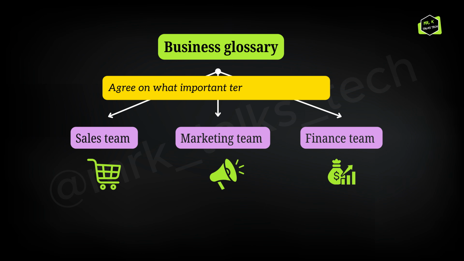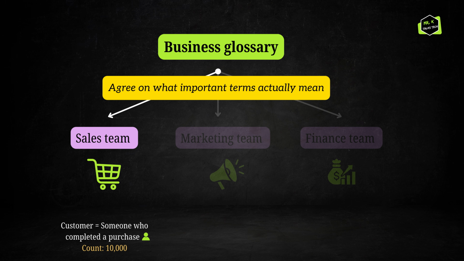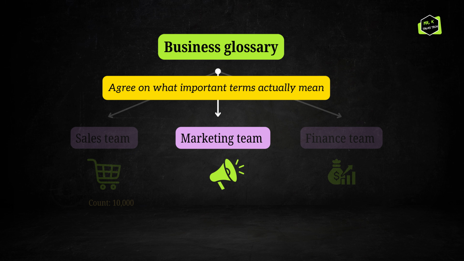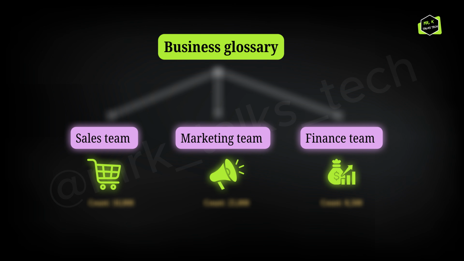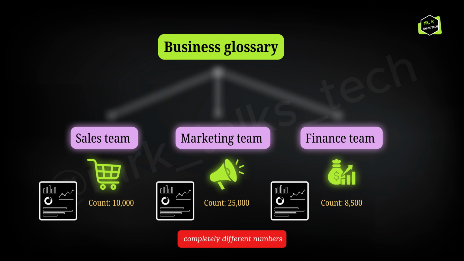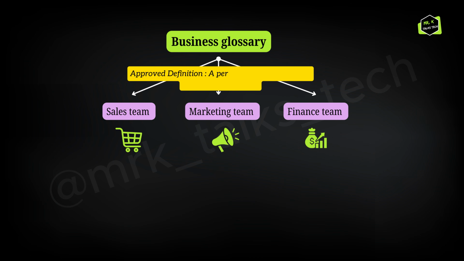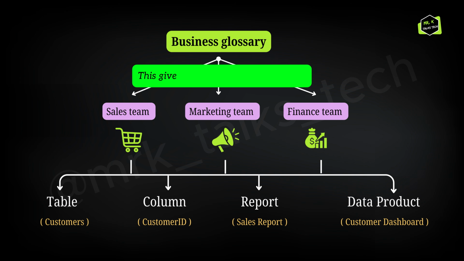Purview also provides a business glossary. A business glossary helps different teams agree on what important terms actually mean. For example, the sales team may define a customer as someone who has completed a purchase. Marketing may define a customer as anyone who signed up for an account. Finance may count only active paying customers. All three teams could create technically correct reports and still produce completely different numbers. The glossary allows the organization to create one approved definition and connect it to the relevant tables, columns, reports, and data products. This gives everyone a shared language when working with company data.